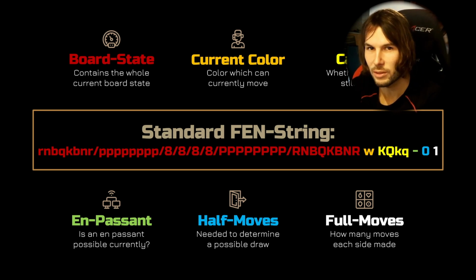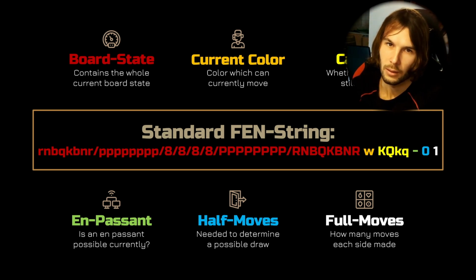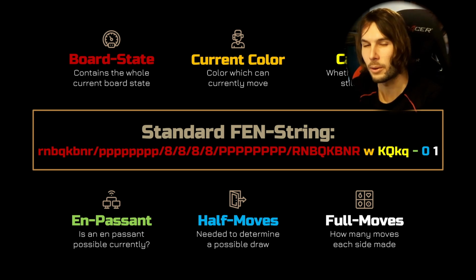The half moves are only there to determine a possible draw. That includes if someone got rid of a pawn lately and stuff like this. But if you want to have a look at it, just go to the detailed further information. Otherwise, I will provide it to you in the next lesson. And we also have the full moves, so how many moves each side made. So this number goes up when both white and black have moved. That's all.